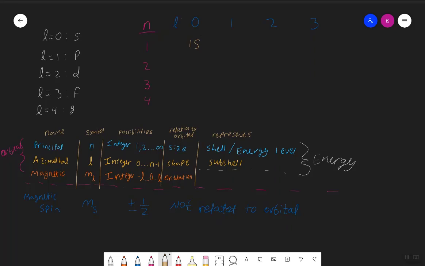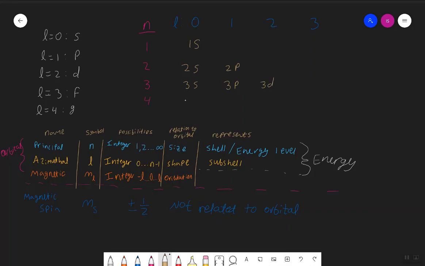Now for n equals 2, we could have 2S, but at n equals 2, L could also equal 1. So we can have 2S or we can have 2P. This is just a naming system for how we name the different subshells of an atom, which correspond to n and L. For n equals 3, we could have L equals 0, 1, or 2. So we could have 3S, 3P, or 3D.